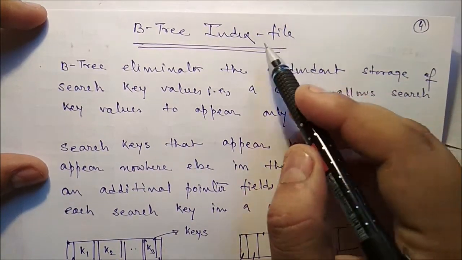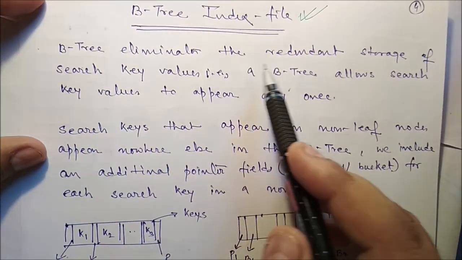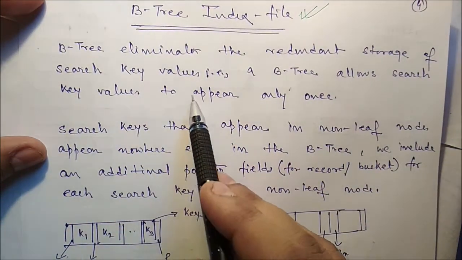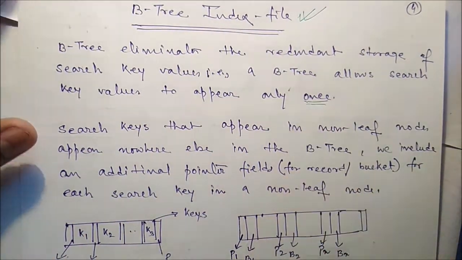Friends, we will discuss the B tree index file. Now, a B tree eliminates the redundant storage of search key values. That is, a B tree allows search key values to appear only once.